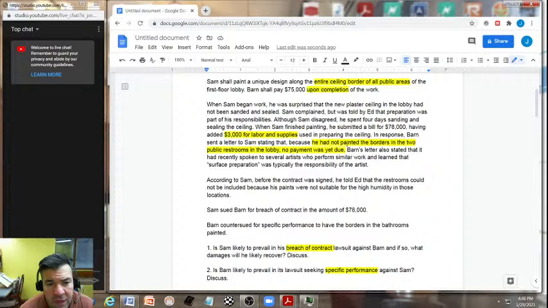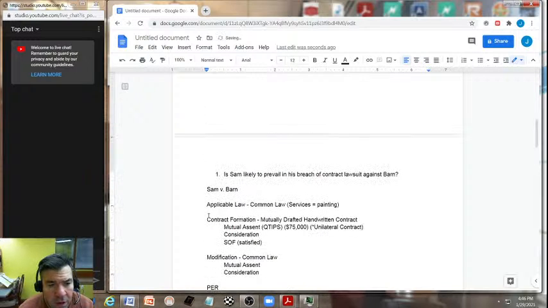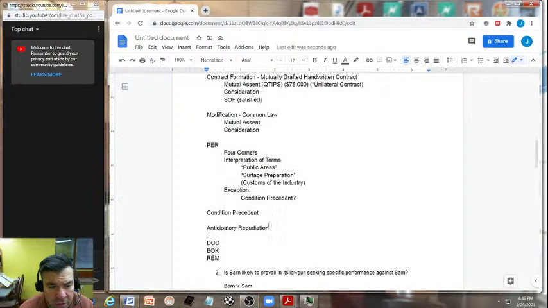But I think at this point, Sam is going to see Barn's letter right here. Barn sent a letter to Sam saying that he had not painted. Sam may see this as an anticipatory repudiation on the part of Barn. Now, the argument here then is: is Sam likely to prevail in a breach of contract suit against Barn? So let's continue to argue this.